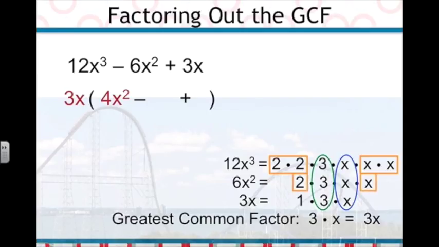There is a 2 and an x left from the 6x squared, so 2x will be the second term in our parentheses. 1 is the only factor left in our last term, so we'll put the 1 in the parentheses as the last term of the trinomial.